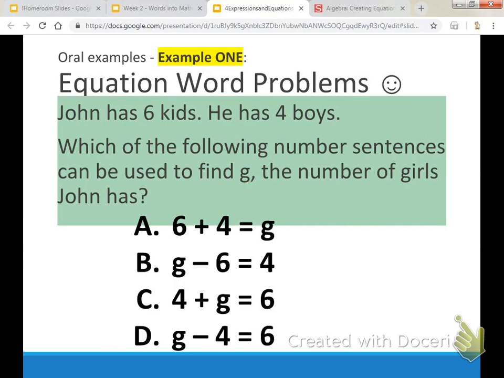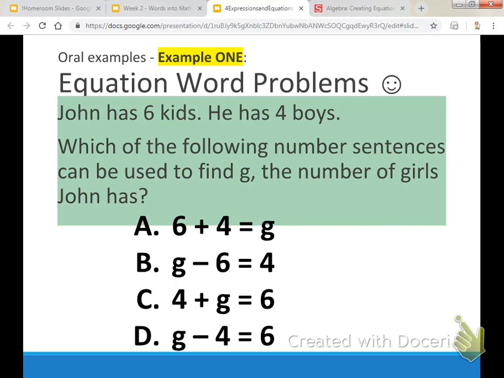All right. So here's our first example. You don't have these on paper. We're just going to write the answers on your piece of paper you folded just a minute ago. So let's read this together. John has how many kids? Six. He has how many boys? Four. So before we go any further, how many girls does he have? Two, right? Okay. So then it says, which of the following number sentences can be used to find G?